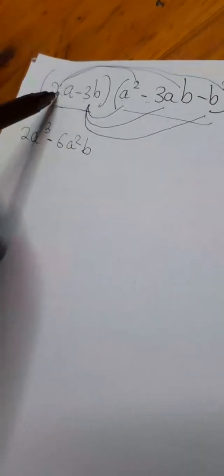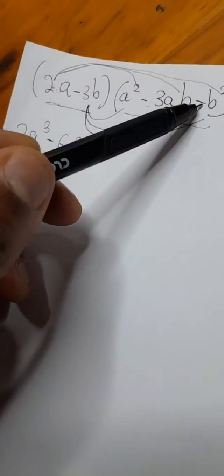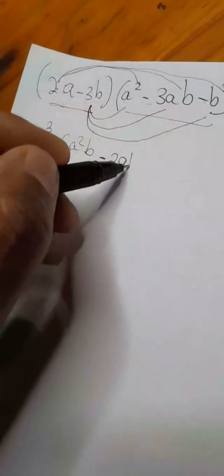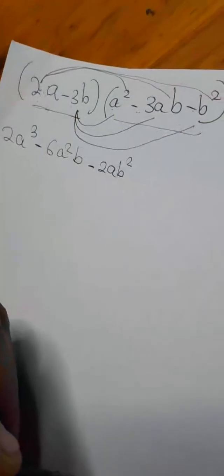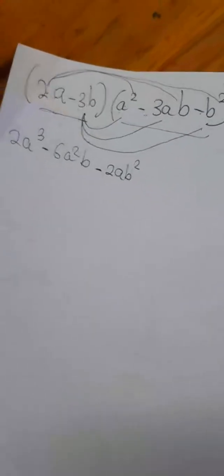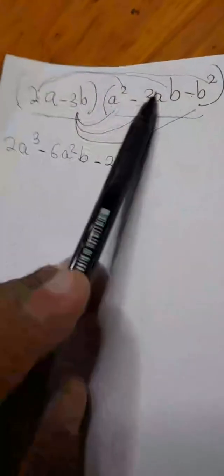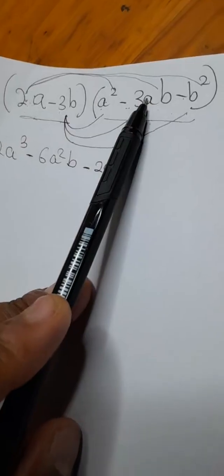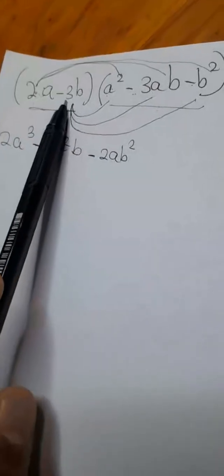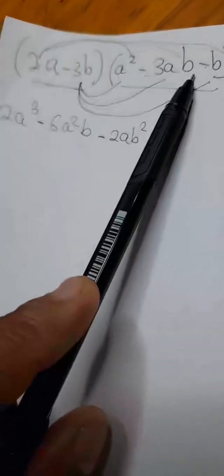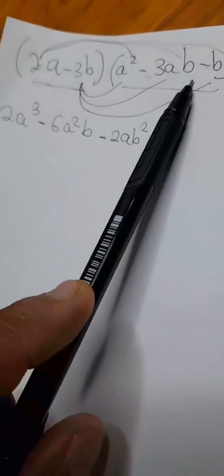Then 2a multiplied by negative b squared. We get negative 2ab squared. So now we are halfway through the line. So far we've managed to multiply 2a with everything in here. Now we are moving into minus 3b, multiplying everything which is on the other side.